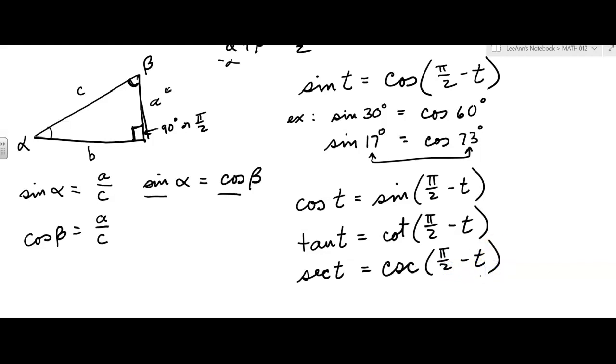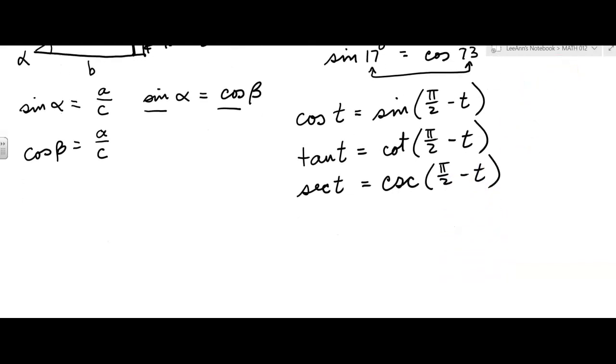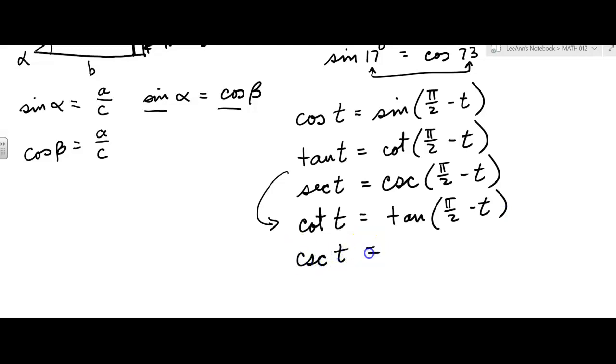And then, let's see, what have I left out? Oh, I didn't do this one the other way. So the cotangent of t is equal to the tangent of pi over 2 minus t. And then the cosecant of t is equal to the secant of pi over 2 minus t. So I think I got them all in there. So there should be 6 of them.